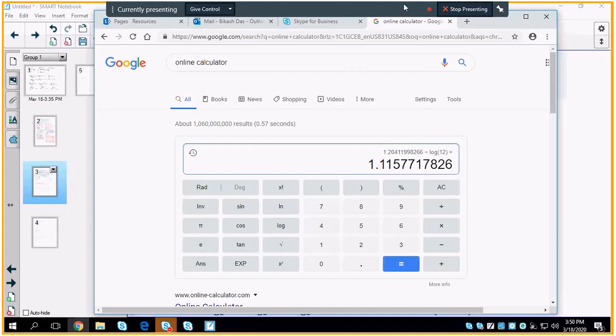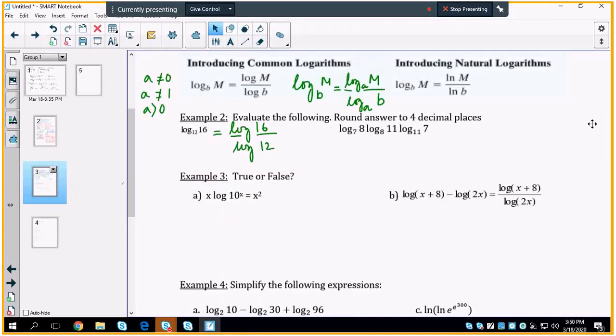When rounded to 4 decimal places, the fifth decimal place is 7, I'm so sorry. And that's greater than 5, so I add 1 to the previous decimal place and it becomes 1.1158. So the answer to this question is 1.1158.